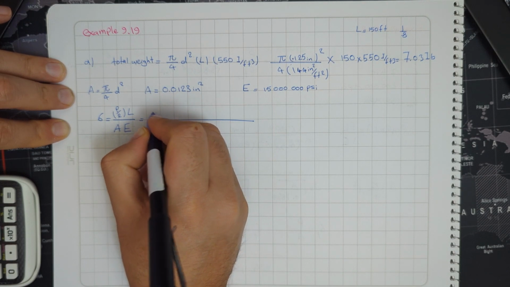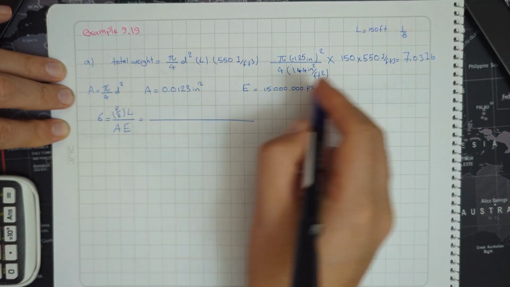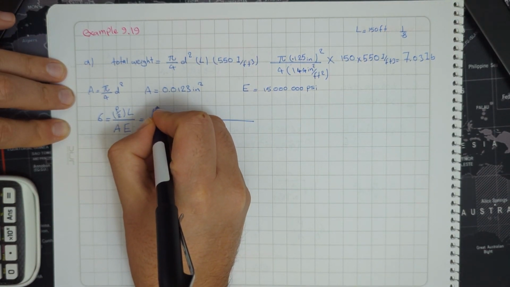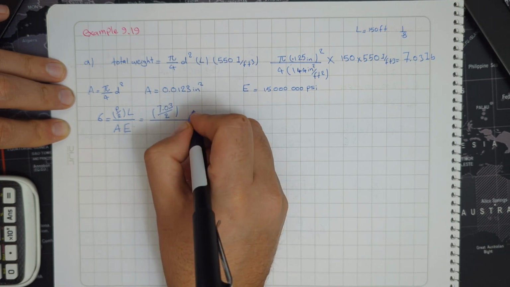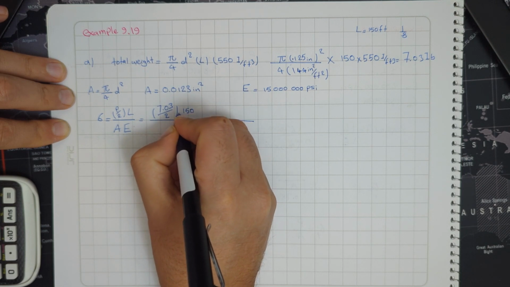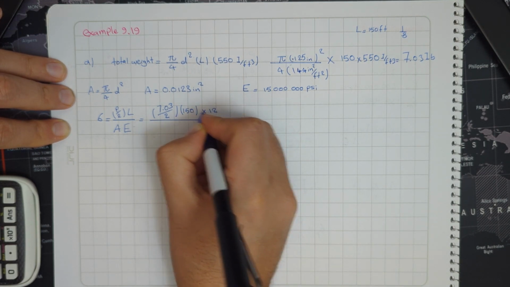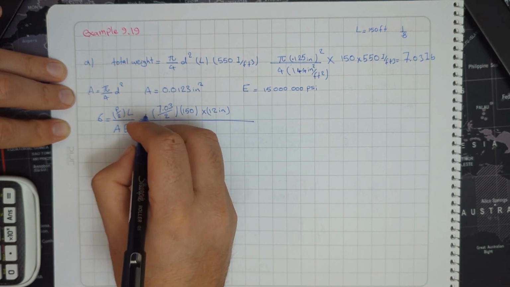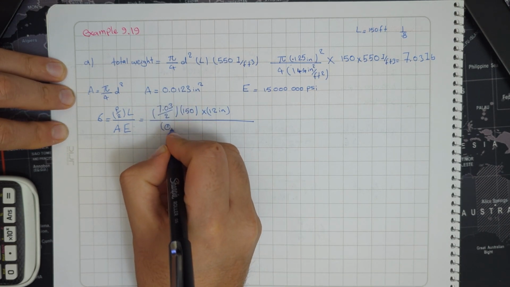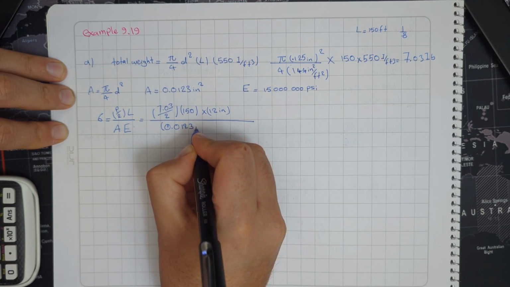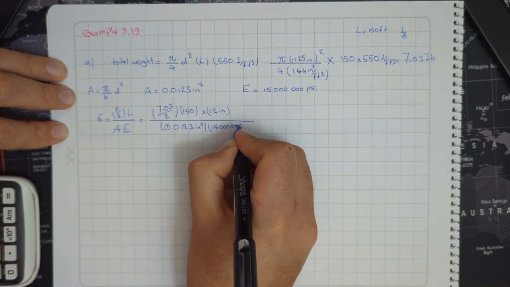we have all the variables, so our P, which is the total weight, is 7.03 divided by 2, and our length was 150 feet, but we don't want feet, we want inch, so we multiply it by 12 inch, and our area was, as we calculated, 0.0123 square inch, and our modulus of elasticity is 15 million psi.